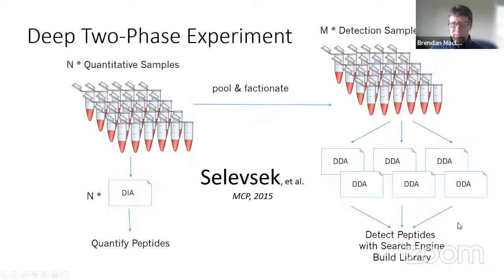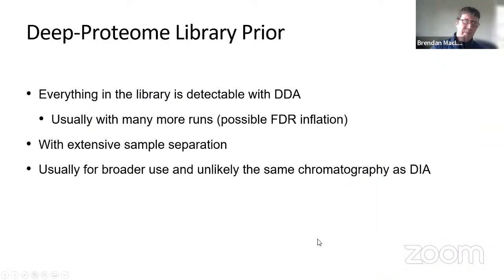We ought to be able to get more of the proteome, but we expect that we may now be detecting things that we couldn't detect with the sample-specific library. We couldn't detect them normally with DDA, but maybe we can detect them with DIA. So that's the deep proteome library prior. You can do these experiments now. You can get a deep library that somebody else has created, so it was detected on their machine. In this case, everything's done on the same machine, but everything in the library is still detectable with DDA.